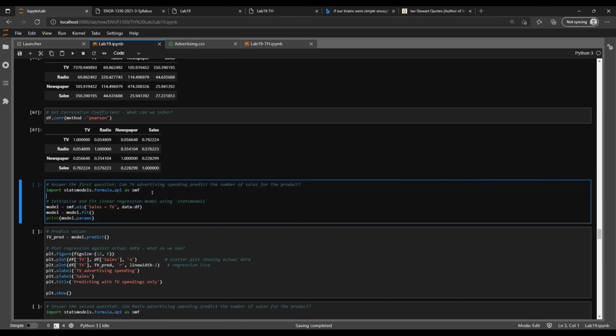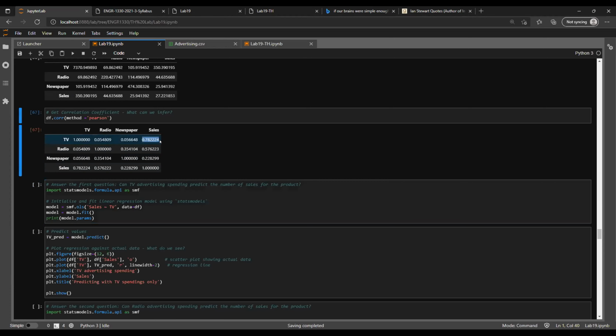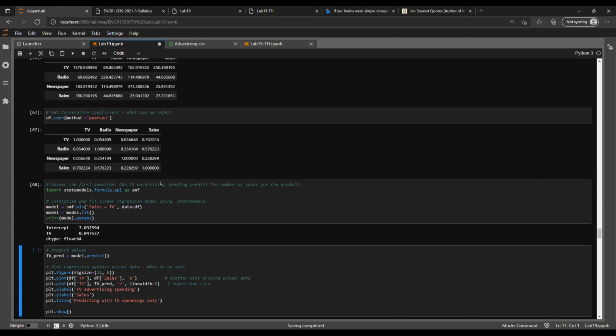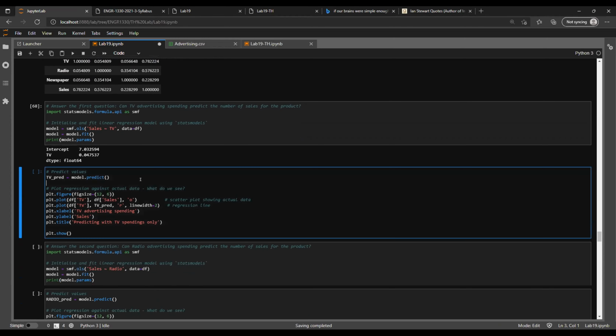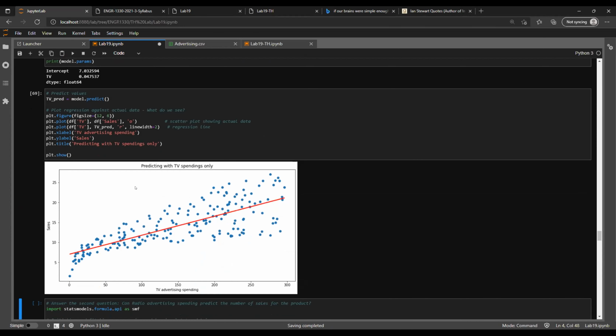Let us see if we can answer the first question. Can TV advertising spending predict the number of sales for a product? Well, if we're going to predict it based on any of these, I would have to say yes. It's at least more than 0.5 positively correlated. Okay, so let's assume that we can use it. We have our alpha and beta that we were going to use to try to make a best fit line. Let's make our plot.